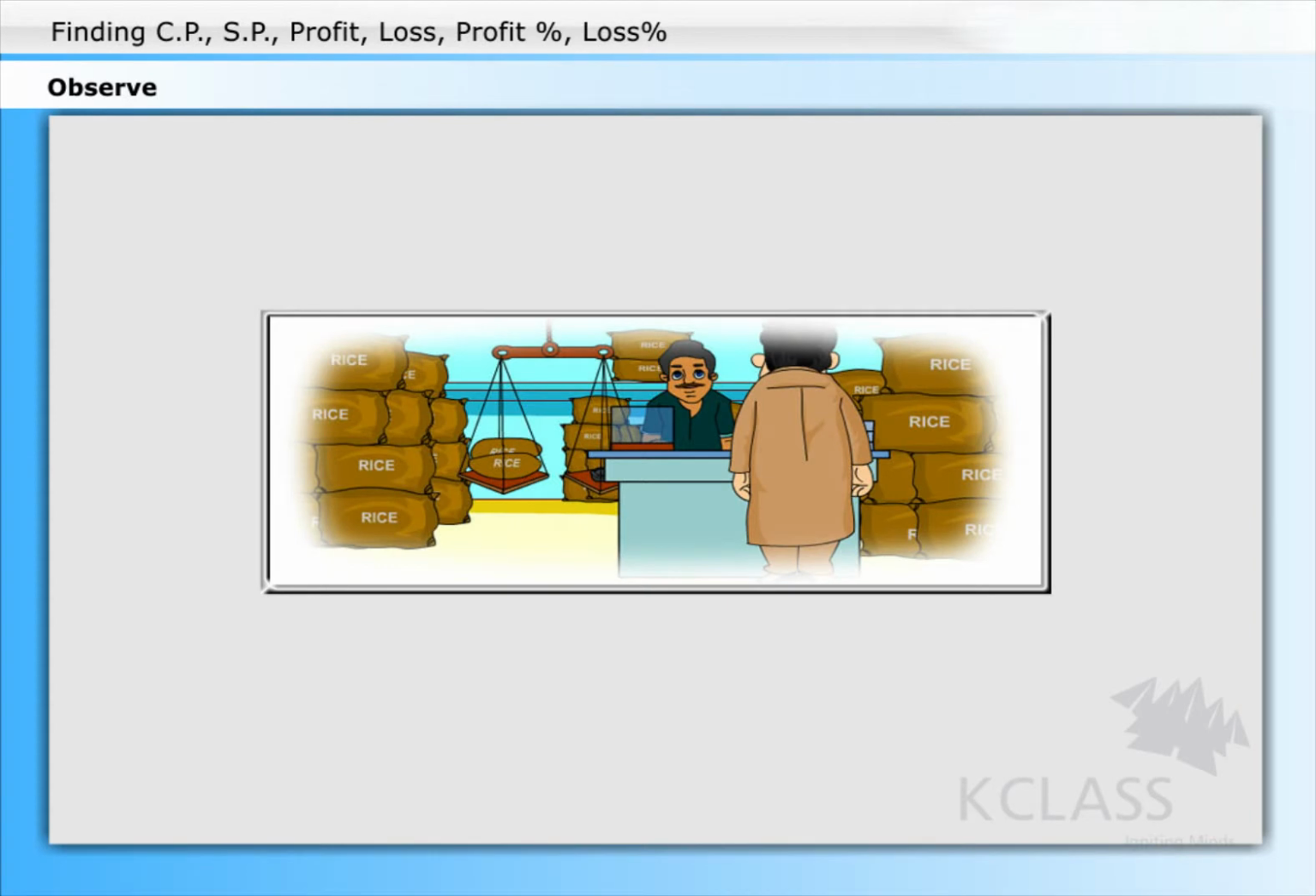Observe. Give me 100 kilos of rice, please. How much will it cost? It will cost you 2000 rupees.